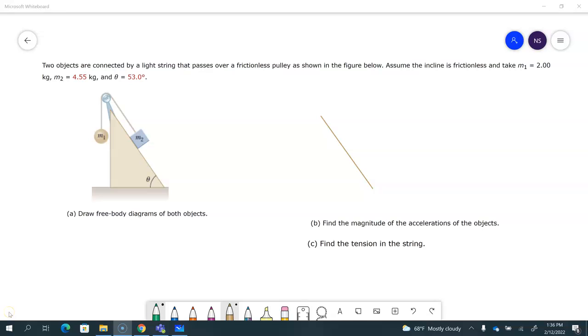Okay, here's a typical sample problem from Newton's second law. You are given two objects, M1 and M2, that are connected by a string over a frictionless, massless pulley, and an inclined surface is also given to be frictionless. And the values of the masses are given and the angle of the ramp is given. And you're asked to draw the free body diagram for both the objects and also calculate the acceleration and the tension in the string.